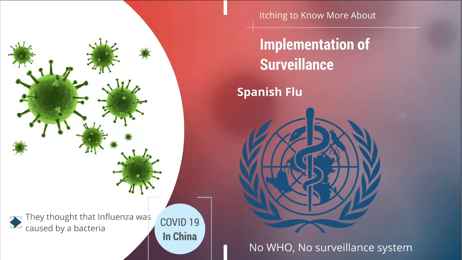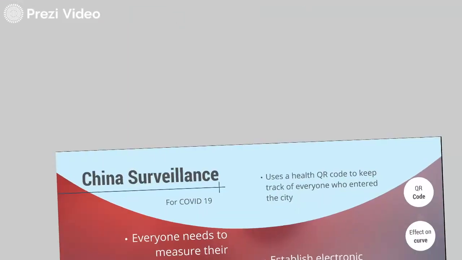For implementation of surveillance, for the Spanish flu, there was no WHO, so there were no surveillance systems. And they thought that influenza was caused by bacteria. So as you can see here, in 1918, they were not ready at all for the Spanish flu, and they didn't have the understanding required.